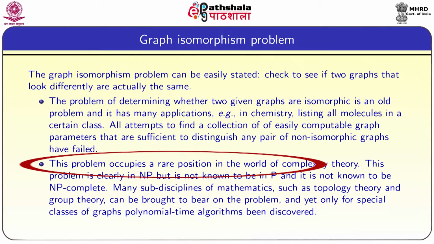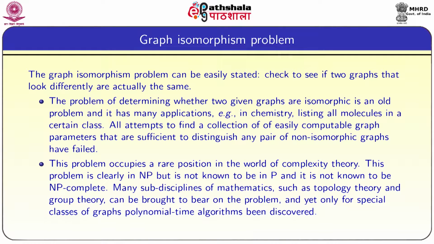This problem occupies a rare position in the world of complexity theory. This problem is clearly NP, but not known to be in P. It is not known to be NP complete. Many subdisciplines of mathematics such as topology theory and group theory can be brought to bear on the problem. Yet only for special classes of graphs have polynomial time algorithms been discovered.